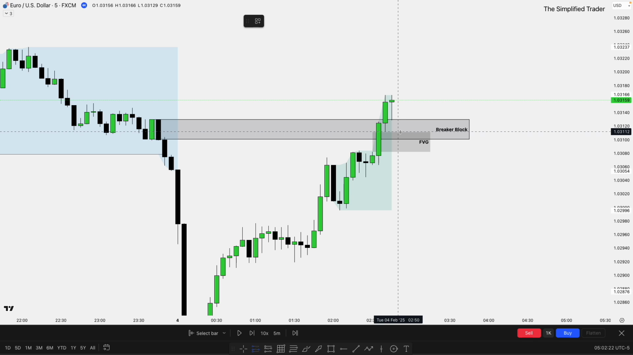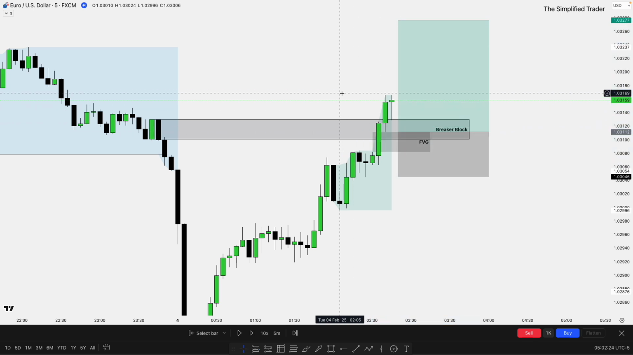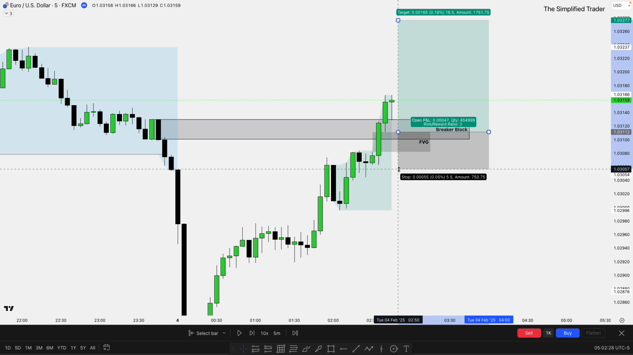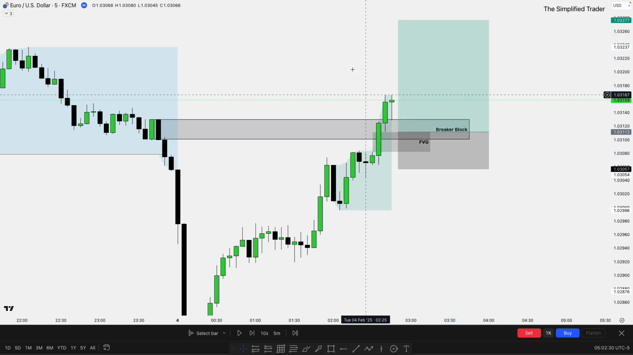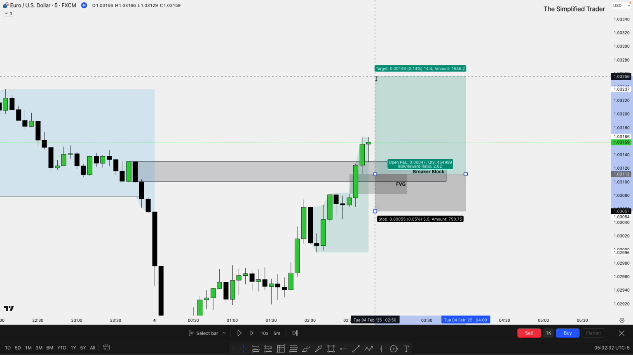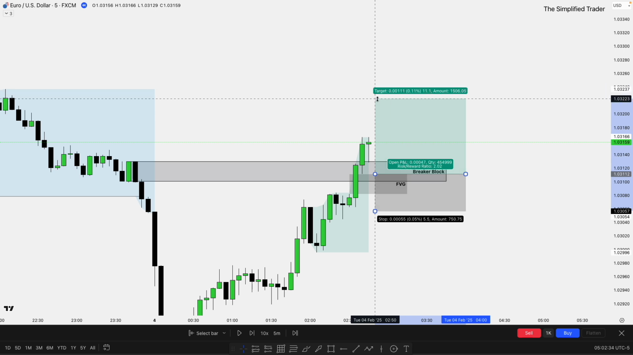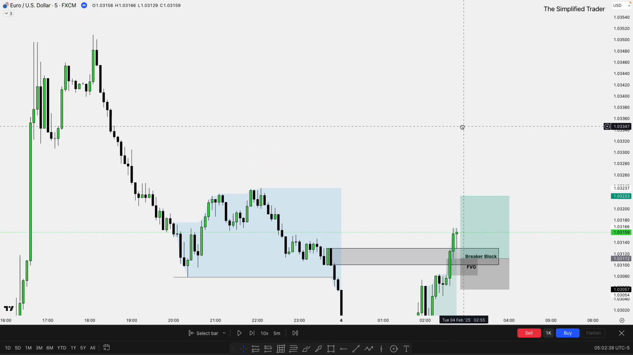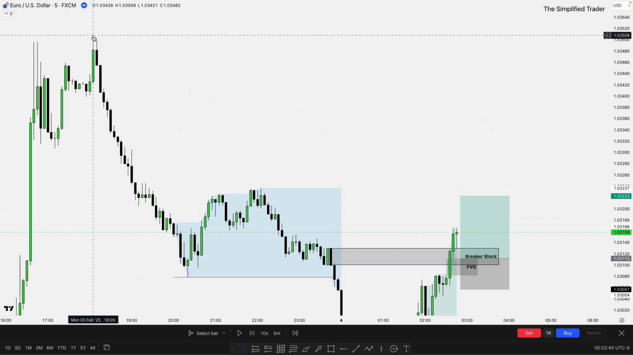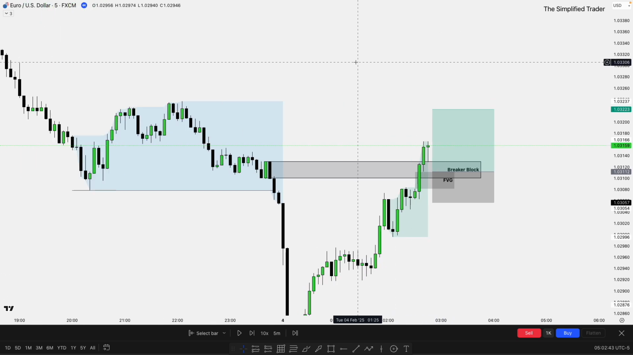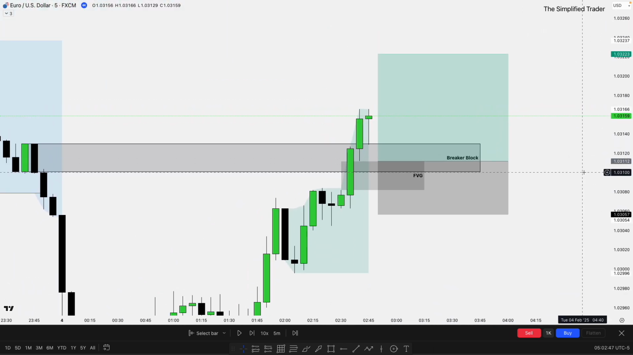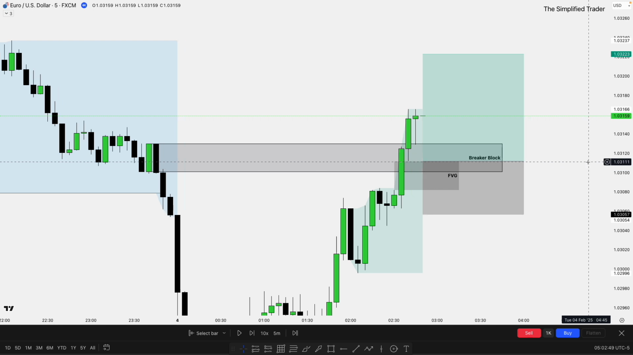So we can take our entry at the retest of that fair value gap because we overlap with a breaker, place our stop loss a couple pips below the low of the candle that made the fair value gap, and we can target 2R for the initial, and we can take trailing targets all the way to the completion of the market maker buy model. So let's see how this trade plays out. Let's see if we get an entry.